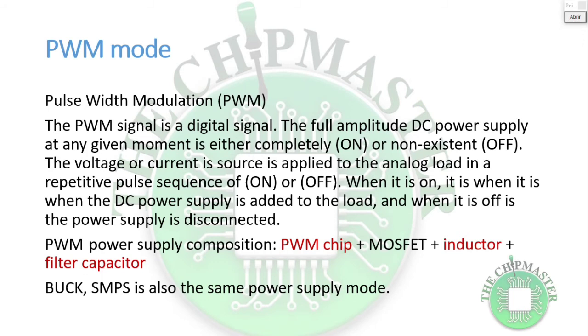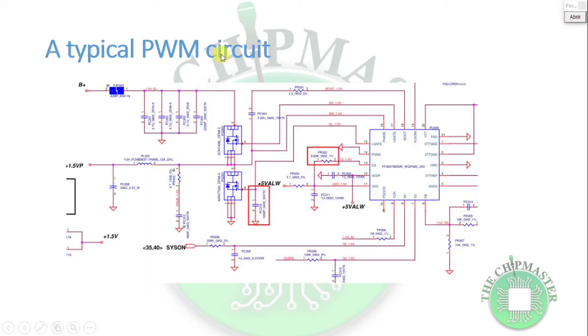All right, so in a typical PWM circuit, as you can see here, we have a control chip. We have two MOSFETs, an upper MOSFET and a lower MOSFET. We have a coil, and we have a filter capacitor. The filter capacitor is a capacitor connected to ground. Any capacitor connected to ground becomes a filter. If it's connected to a signal, it becomes a coupling capacitor. So this is the PWM chip.